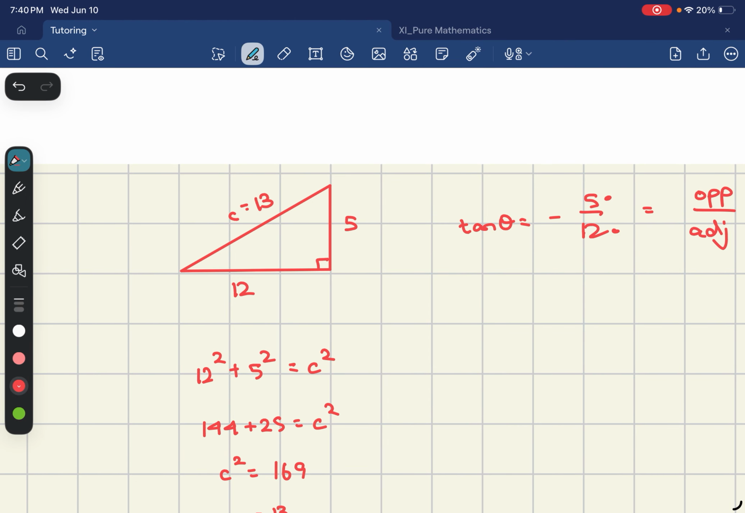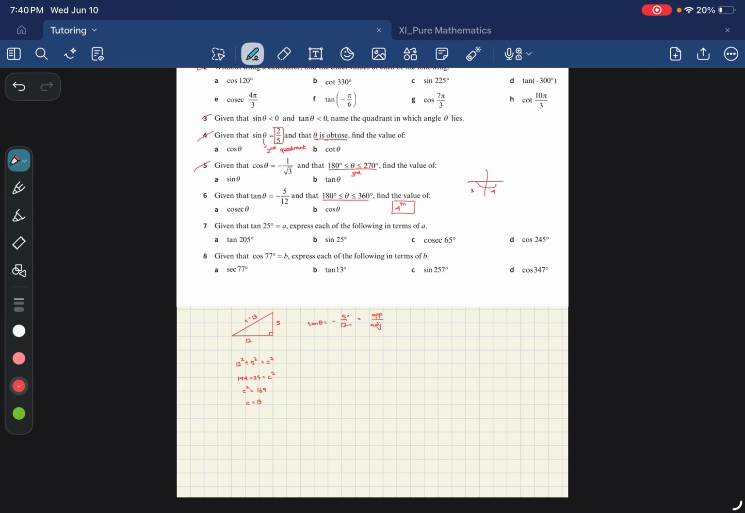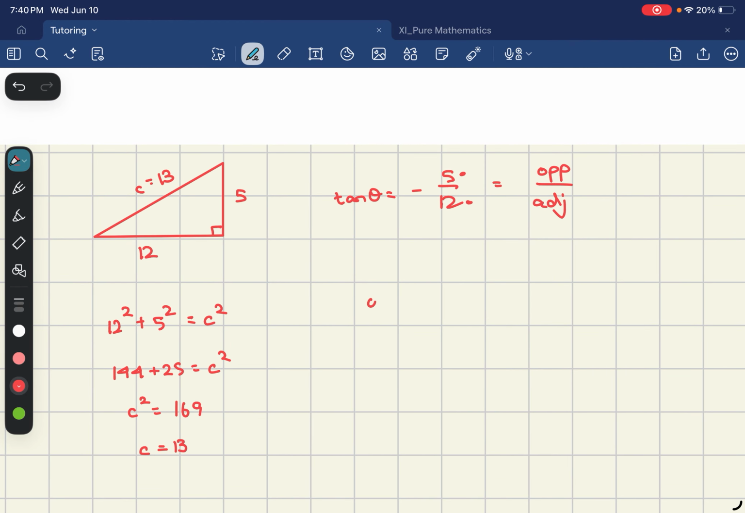All right, so now what do we need to find? We need to find cosecant theta and cos theta. Cosecant theta, what is that? That is hypotenuse over opposite. And remember, theta is in the fourth quadrant. What is the hypotenuse? It's 13. What is opposite? It's 5. In the fourth quadrant, cosecant is negative. So negative 13 over 5 is your answer.